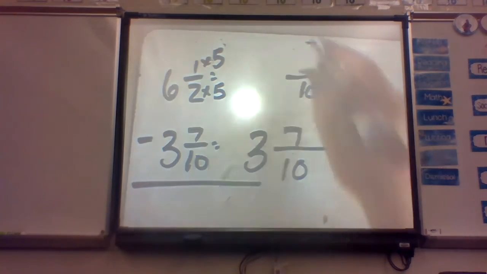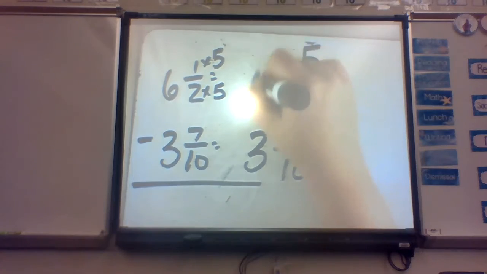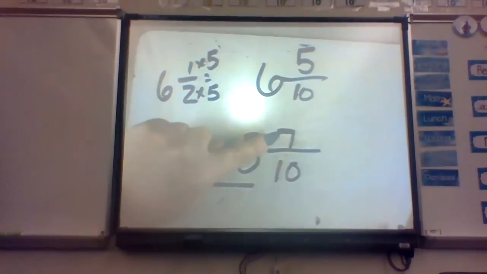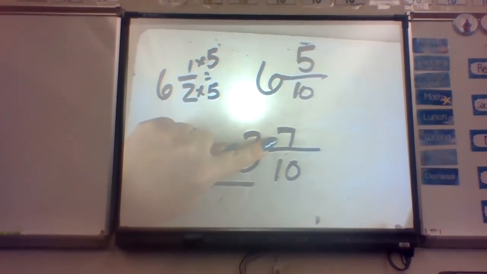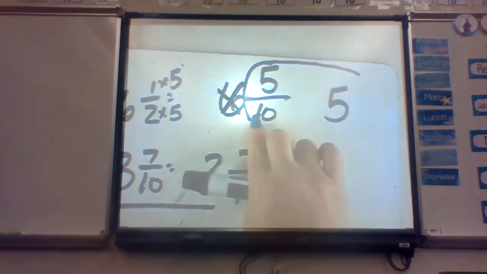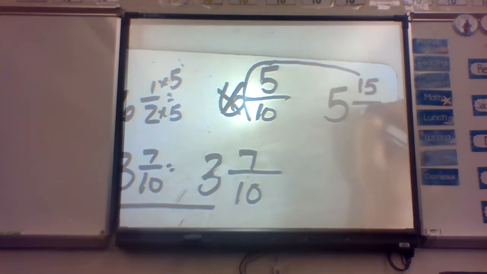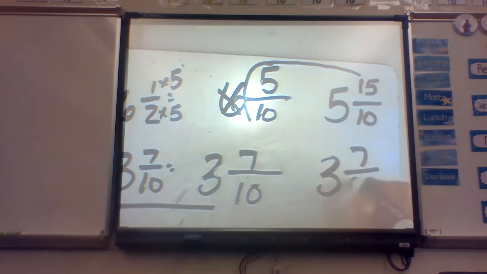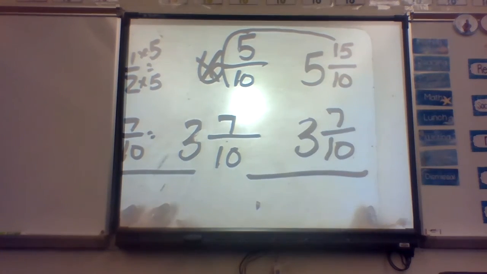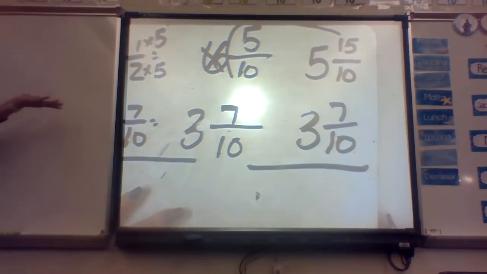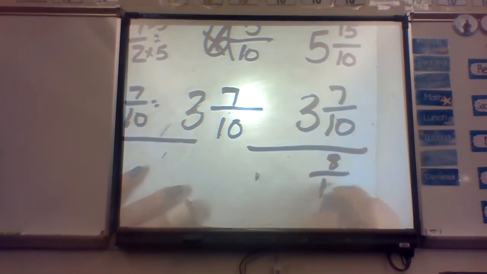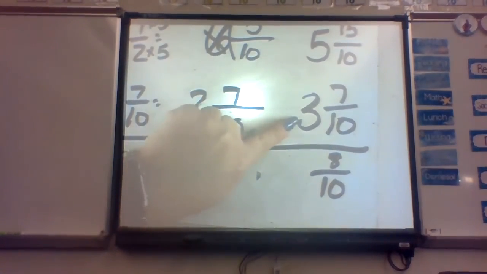What is 1 times 5? 5. Bring my whole number with me. Can I do 5 minus 7? No. So I gotta borrow. This becomes 5. And now when I do 10 plus 5, I get 15 over 10. And my second fraction just stays with me. What is 15 minus 7? 8. My denominator is 10. And 5 minus 3? 2.